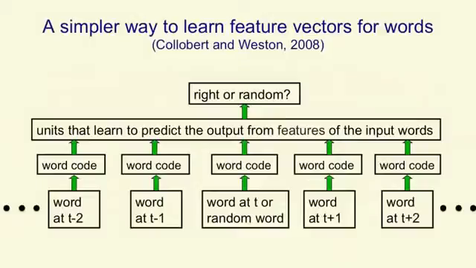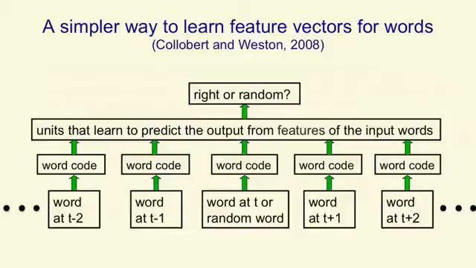There's a much simpler way to learn feature vectors for words. This is work by Collobert and Weston, and what they did was learn feature vectors for words and then showed that the feature vectors they learned were very good for a whole bunch of different natural language processing tasks. They're not trying to predict the next word, they're just trying to get good feature vectors for words. And so they use both the past context and the future context.